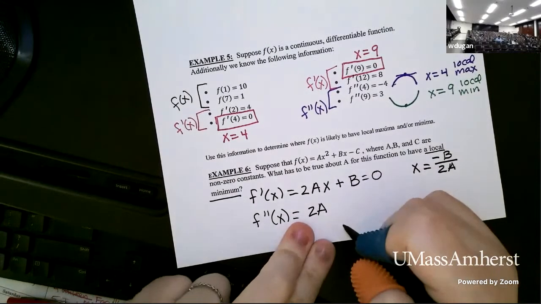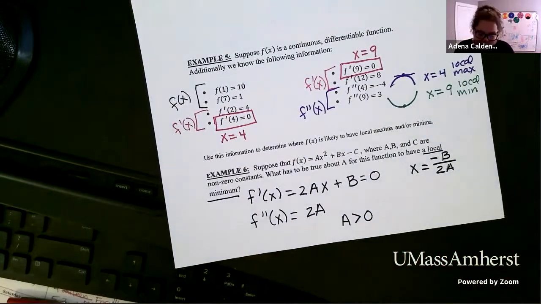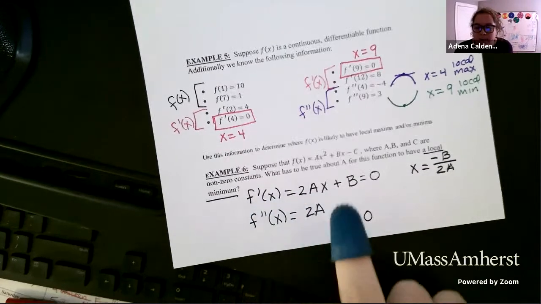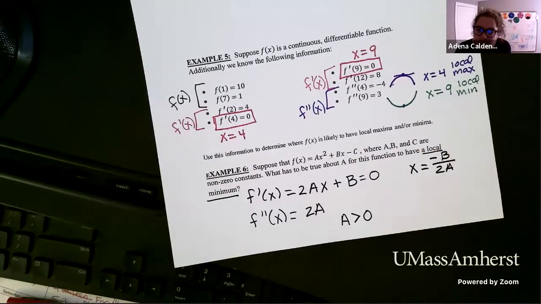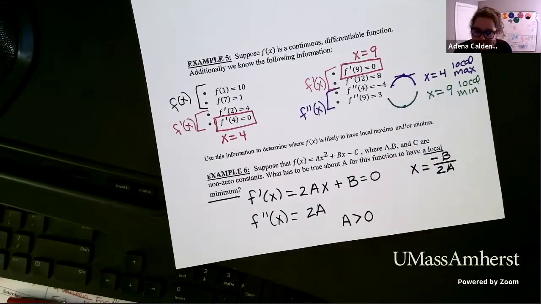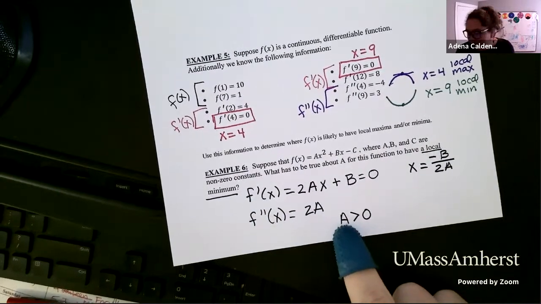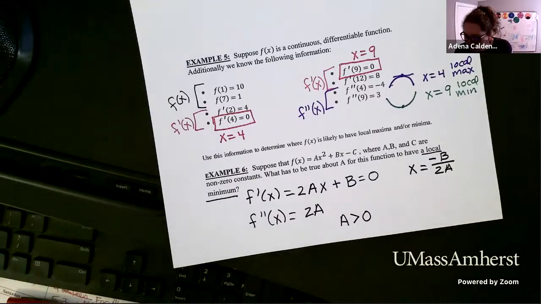In order for 2a to be positive, we would need a to be greater than 0. Okay, so if a is greater than 0, that ensures that the second derivative is positive. If the second derivative is positive, that ensures that our critical point is a local minimum. If we were to switch this and ask for it to be a local maximum, then that would change that a would have to be less than 0 for the same types of reasons.